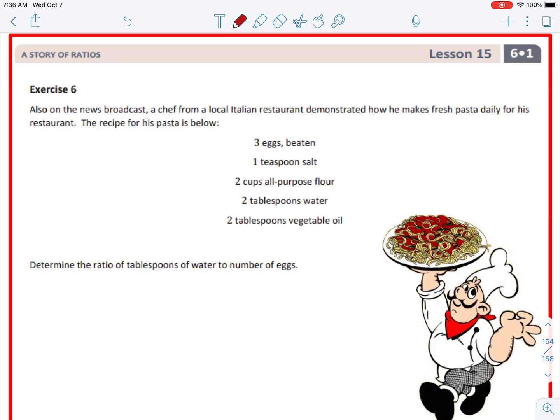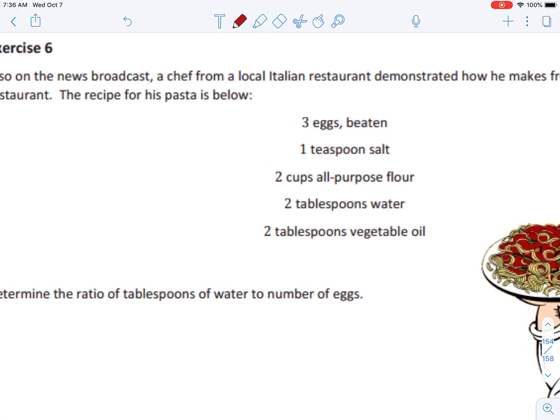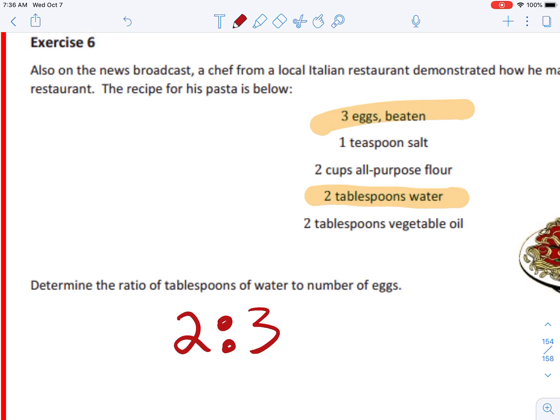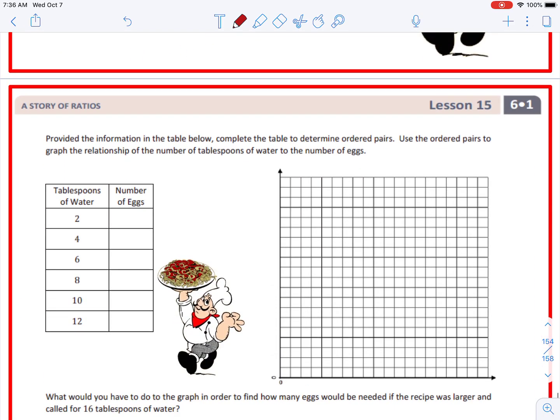Also on the news broadcast, a chef from a local Italian restaurant demonstrated how he makes fresh pasta daily for his restaurant. The recipe for his pasta is below. So his recipe's right there: 3 eggs, 1 teaspoon salt, 2 cups all-purpose flour, 2 tablespoons water, and 2 tablespoons vegetable oil. It says determine the ratio of tablespoons of water to number of eggs. So tablespoons of water to eggs, this would be 2 to 3. So keep 2 to 3 in mind.